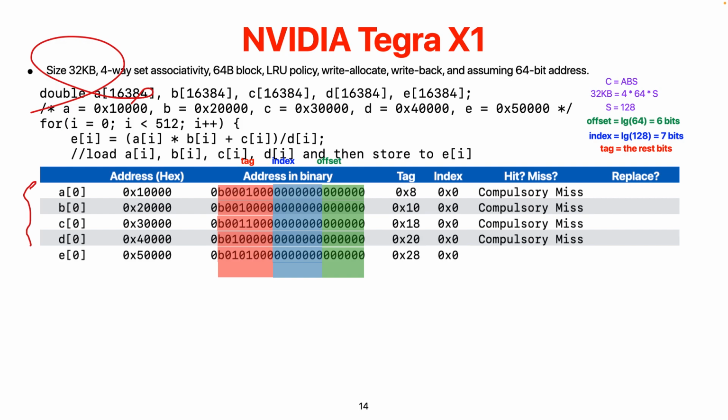But why is this a miss? It's still the first time we access E, right? So this is still a compulsory miss. But in the meantime, we kick this guy out. Now, for this, we know this is a miss, but what type of miss?